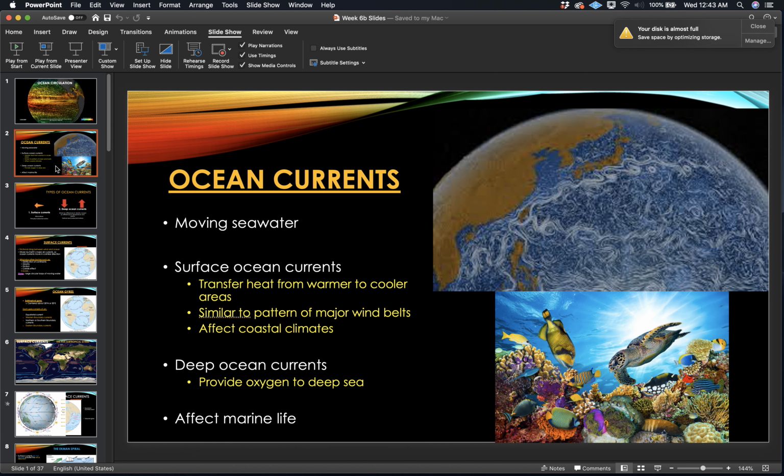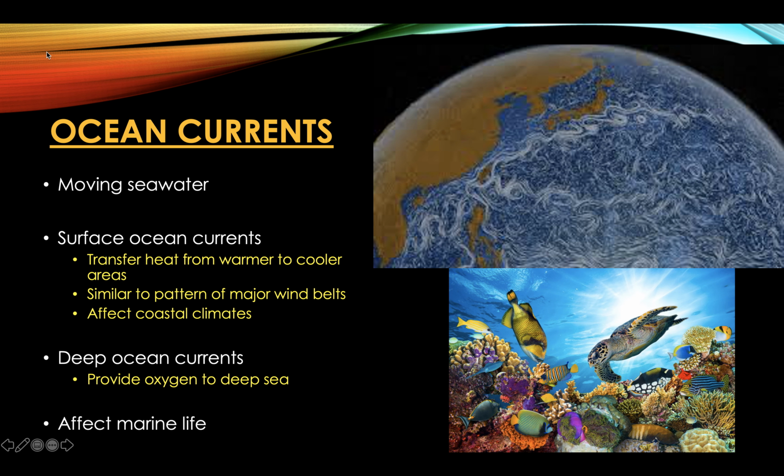So ocean currents are basically columns of moving seawater. And that movement can be either horizontal or vertical. Surface ocean currents involve horizontal motion. Deep ocean currents involve vertical motion. So surface ocean currents are at the surface, right? They're in contact with our atmosphere. And because of that, they're going to flow in a similar pattern to the major wind belts.